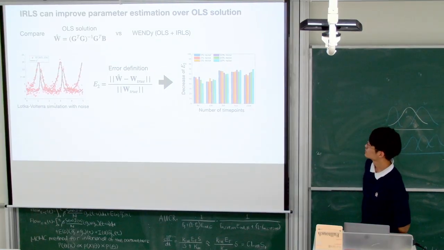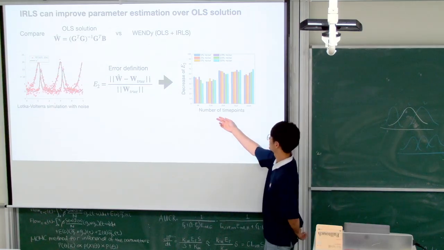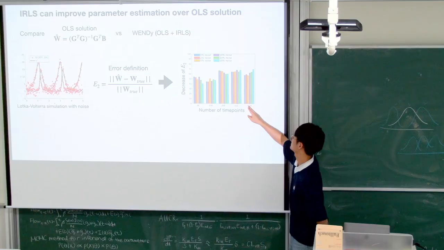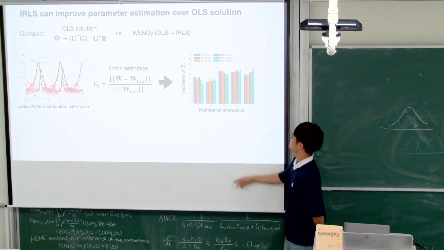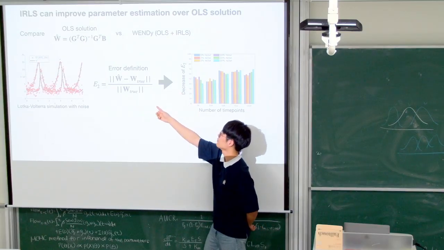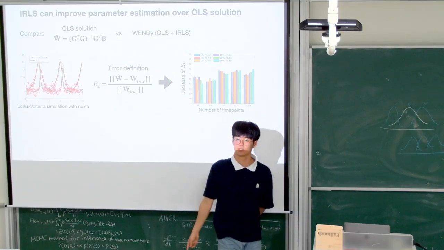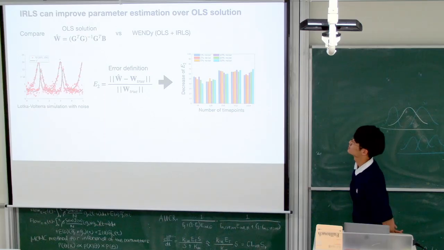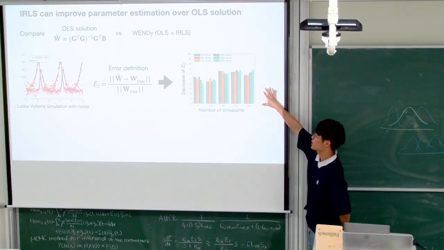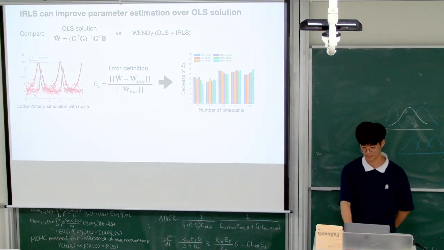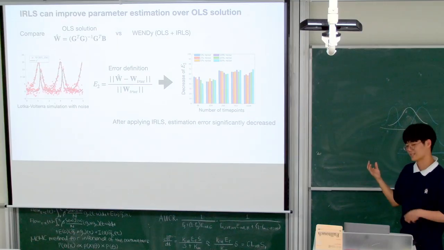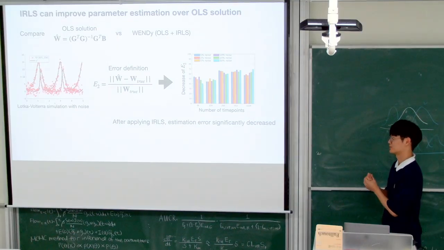Oh. What is that graph? Y-axis and x-axis. They use more time points: 64, 128, and 1000 time points. And in the color, there are different noise levels. And this is the decrease of error compared to the ODE solution and the WENDy solution. So after doing the iterative reweighted method, the parameter estimation error really decreased significantly. So it tells us that non-independent residual really gives us a problem.